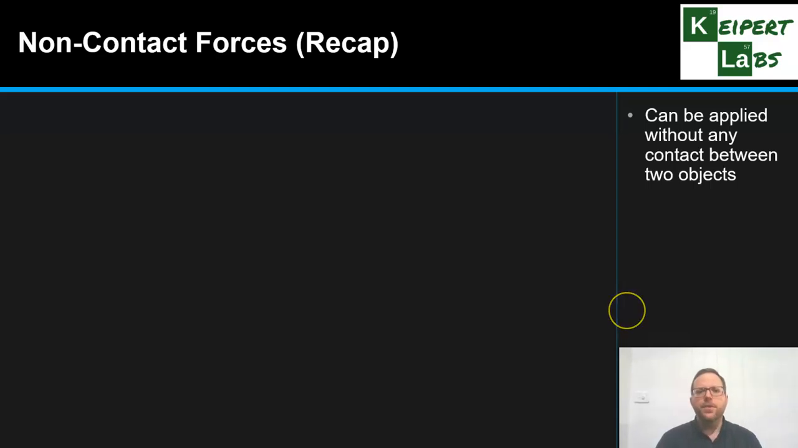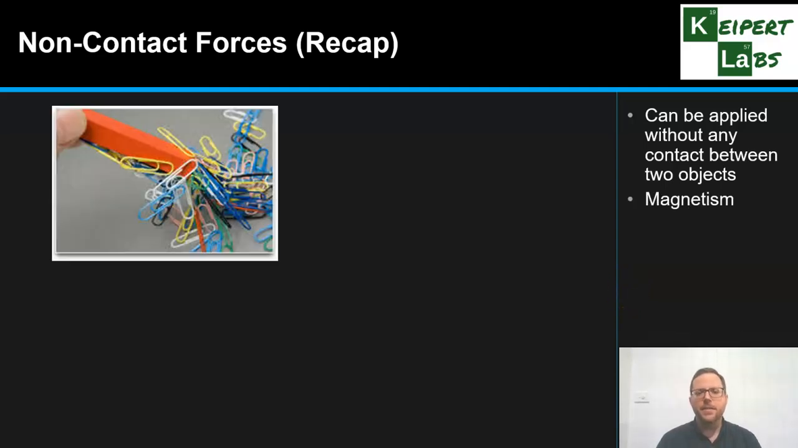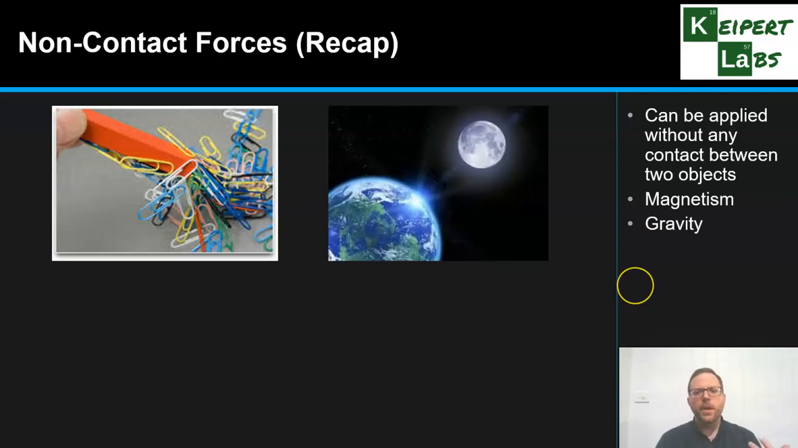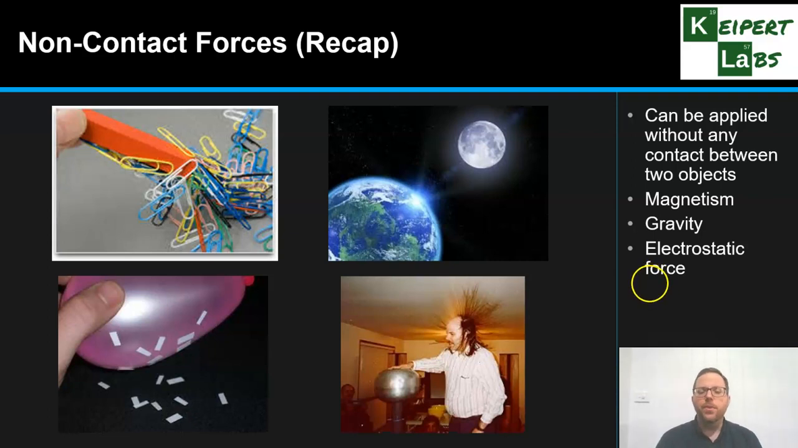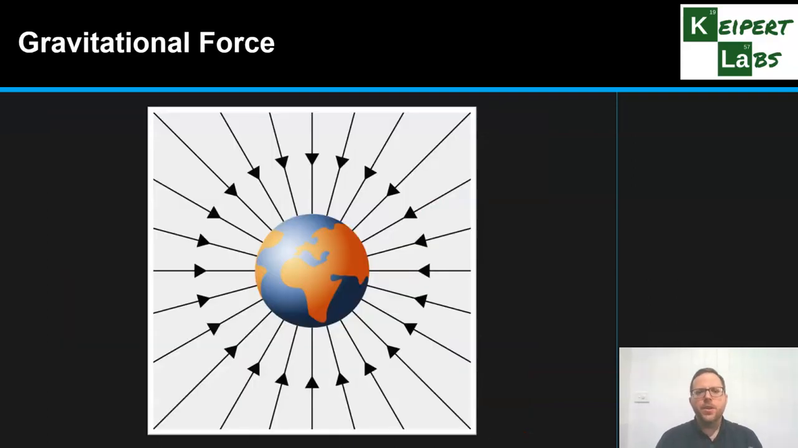But non-contact forces are those that can be applied without any contact between the two objects. That is, they can happen at a distance. So we have looked previously at magnetism. Today we're thinking about gravity, or the electrostatic force as well, what we understand about static electricity. Examples of forces that can act at a distance. So now let's understand more about the gravitational force, that is, gravity.